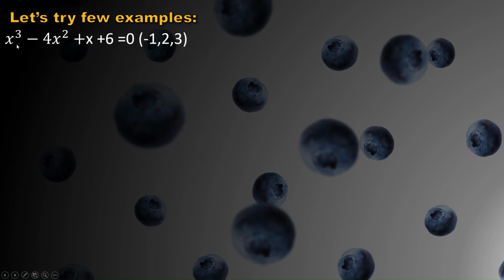Here it's clearly seen that the sum of all the coefficients is not 0, like 1 minus 4 plus 1 plus 6 is not giving 0. But if we take the alternate terms, it satisfies the condition. 1 plus 1 is equal to 2, and then minus 4 plus 6 is equal to 2. It means x is equal to minus 1 is a root. So we'll do the synthetic division. x plus 1 is a factor.